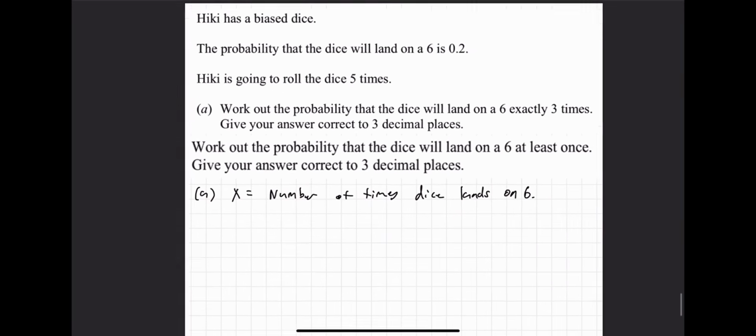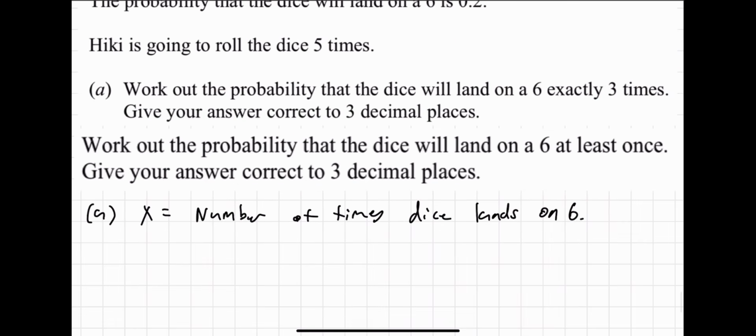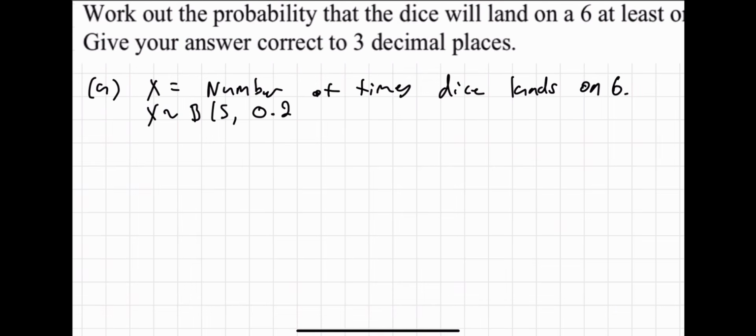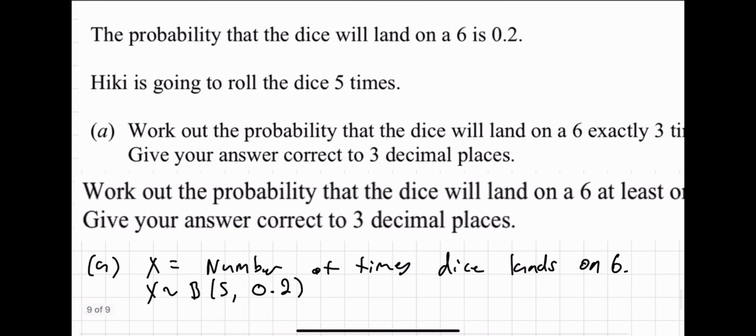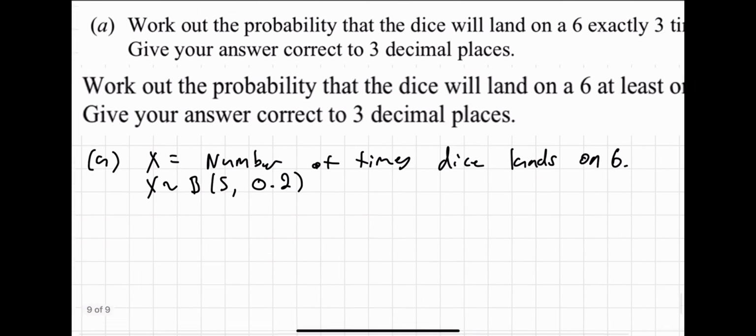And what does it say? It's going to be rolled 5 times. So x is binomially distributed with 5 trials, and the probability of the die landing on 6 is 0.2. We're now trying to find the probability that the die will land on 6 exactly 3 times. So the probability of x equaling 3.